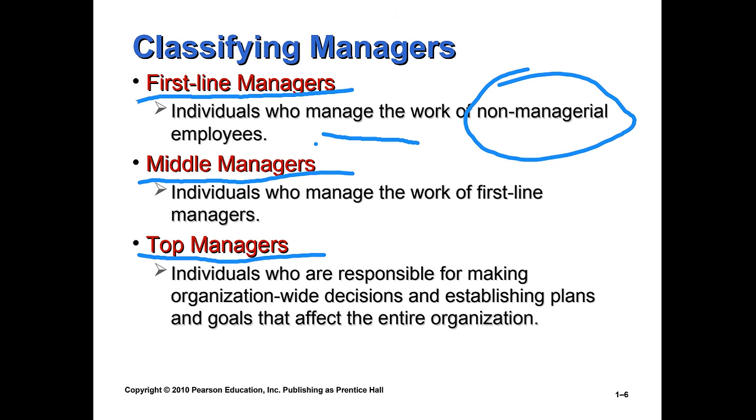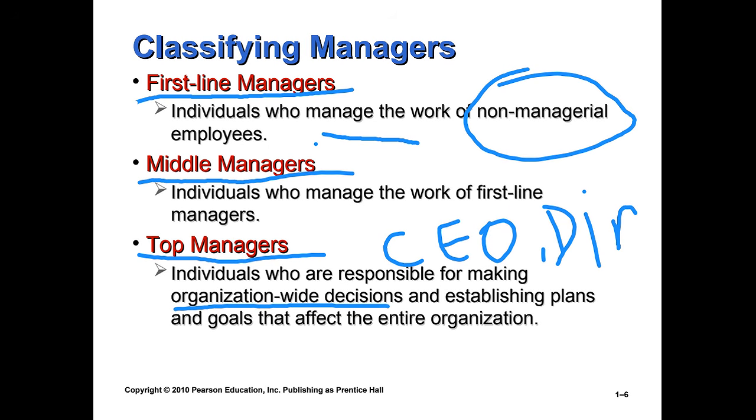And the top managers, whom we normally call CEOs and directors, are responsible for making organization-wide decisions and establishing plans and goals that affect the whole organization. So they're on the top.